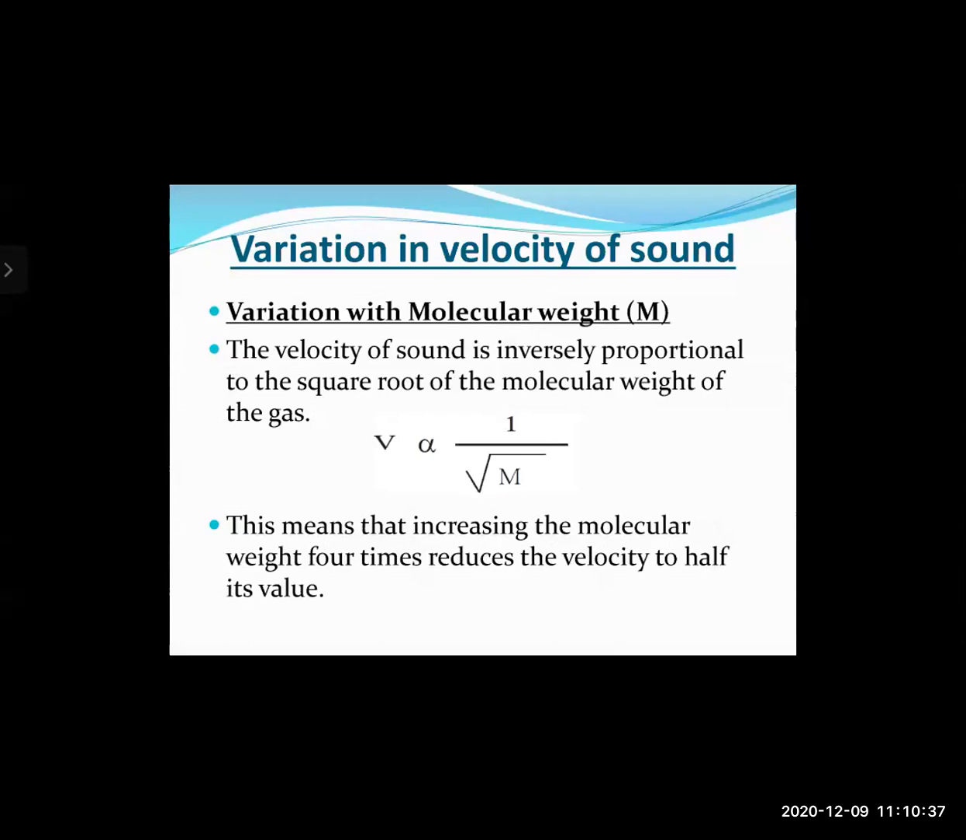The next is variation with molecular weight. What is molecular weight? The sum of the atomic masses of individual atoms in a molecule is the molecular weight. So what is the variation with molecular weight? The velocity of sound is inversely proportional to the square root of the molecular weight of the gas. This means that increasing the molecular weight 4 times will reduce the velocity to half its value. It is also similar to that of density.